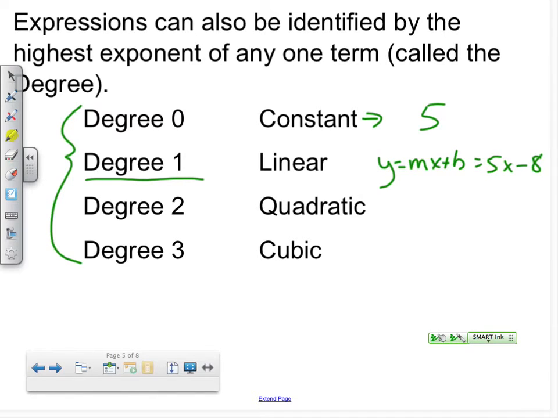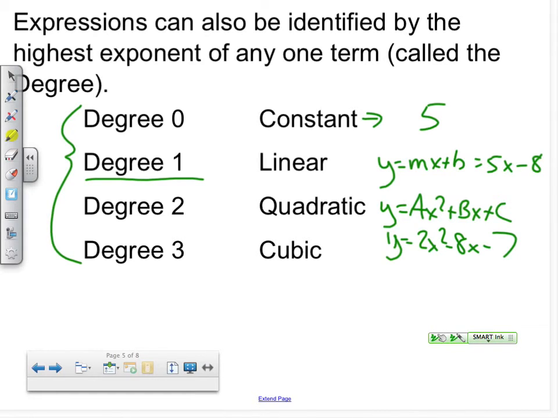Your second degree is a quadratic. You're familiar with that as being a parabola. Y equals ax squared plus bx plus c. Again, I used all variables or all letters, but I can throw in other numbers. We can say y equals 2x squared minus 8x minus 7. And then your third degree is called your cubic.